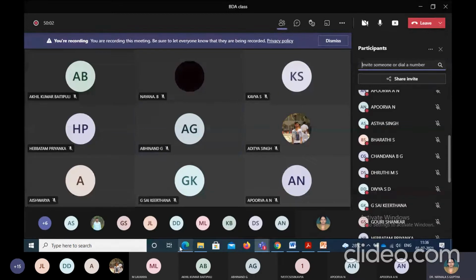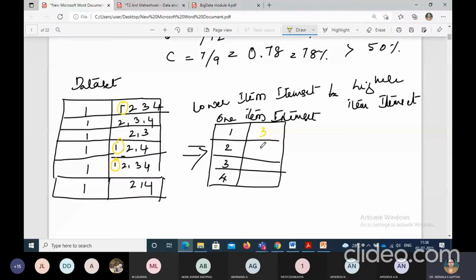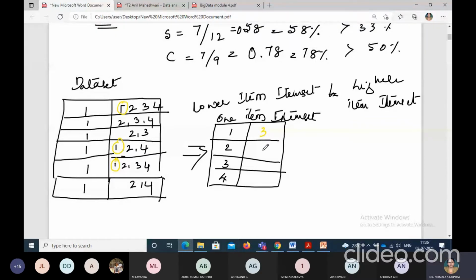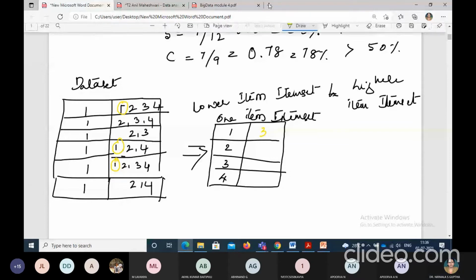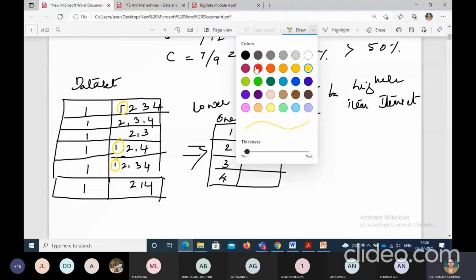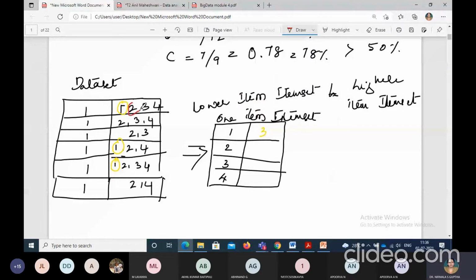Abhinand. Yes, ma'am. So what is the value of 2? How many times is the 2 occurring? What is the frequency of occurrence of 2? Tell me, how many times is the 2 coming? Say 1, 2, 3, 4, 5, 6. Correct? Yes, ma'am. So 6 is the frequency. So similarly, we need to find it out for 3.